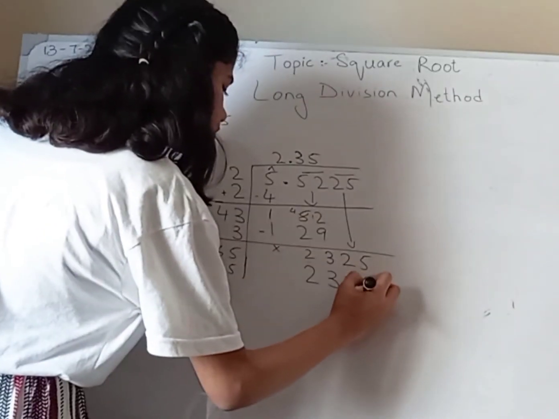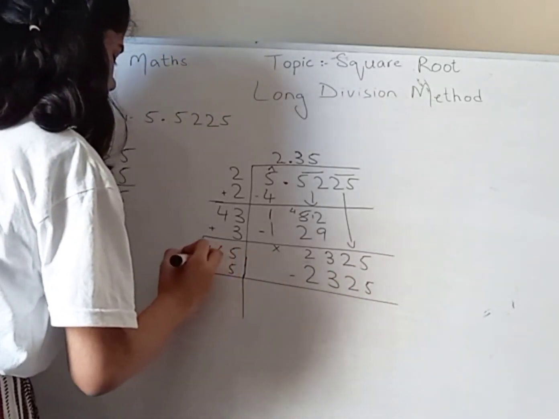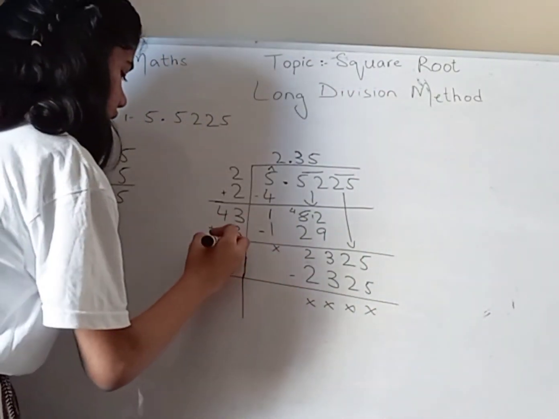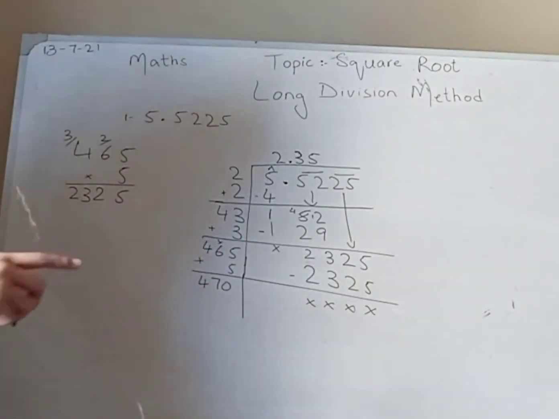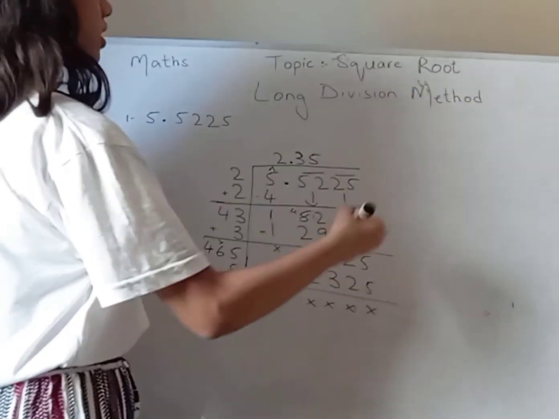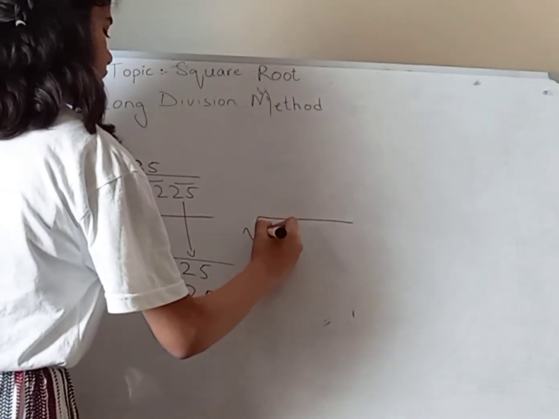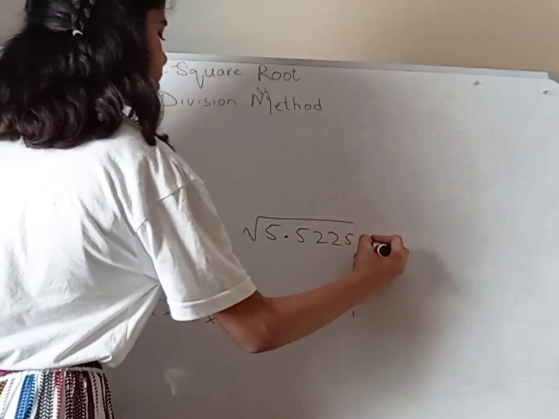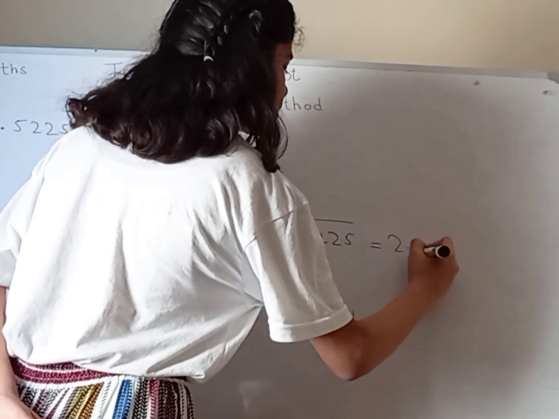2, 3, 2, 5. Subtract them and add these numbers. Nothing left. The remainder, it's 10, 7. It's 470. 470 and nothing remainder. Write it. 5.5225 is equal to 2.35. 2.35.